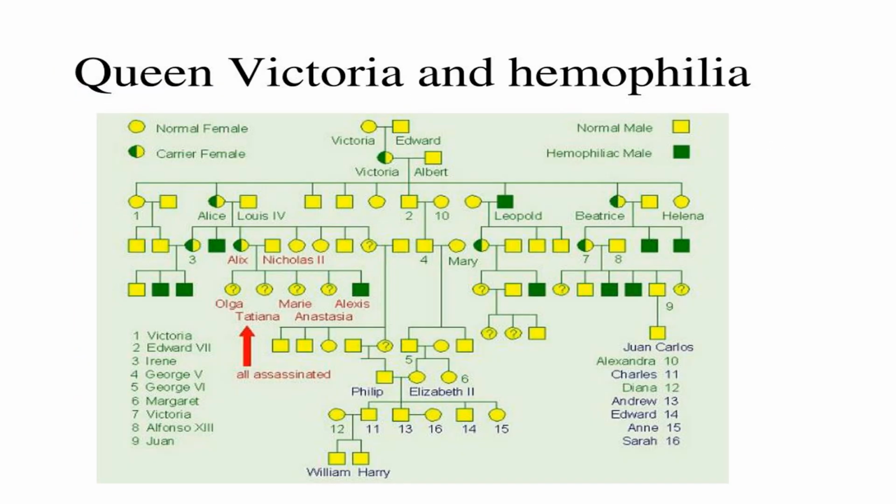Now, in this pedigree analysis, these are the normal and these are carriers. Out of the 9 children, we can see Beatrice and Alice are carrier daughters, and Leopold is affected, right? So he has hemophilia. Leopold, as we said, died at the age of 30.